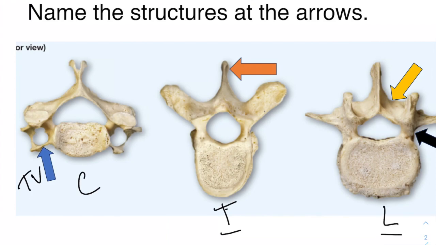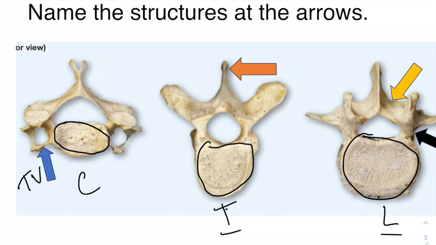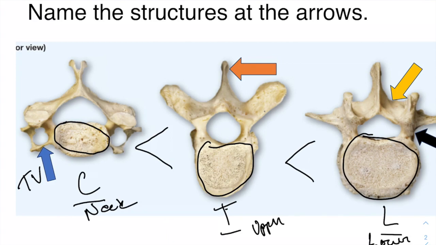The next thing you want to know for differentiation are the actual vertebral bodies, which is this big chunk of bone right over here. You can see that they progressively get larger. So in the cervical, which is the neck region, the thoracic, which is kind of like the upper back, and then the lumbar, which is the lower back, you can see that as we progressively move downward, it just gets bigger. The lumbar is the biggest, then thoracic, then cervical.